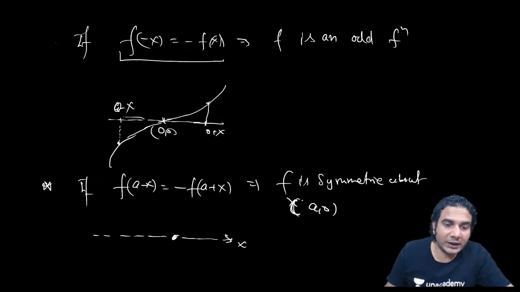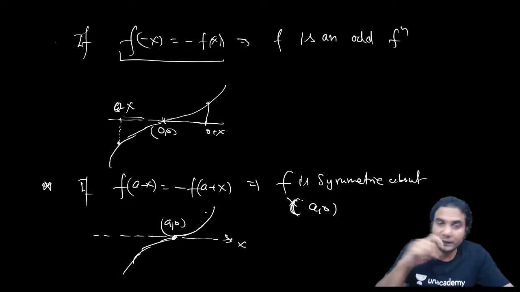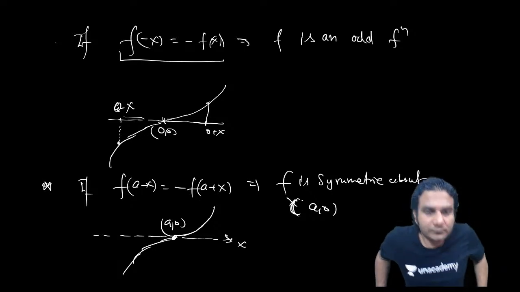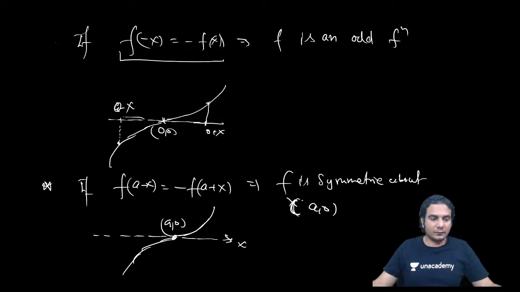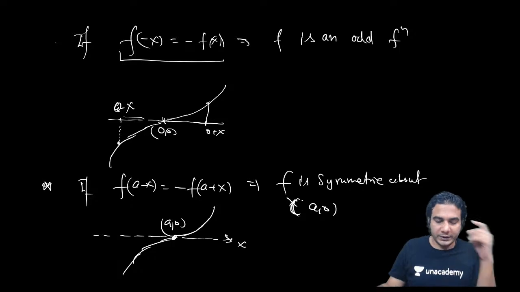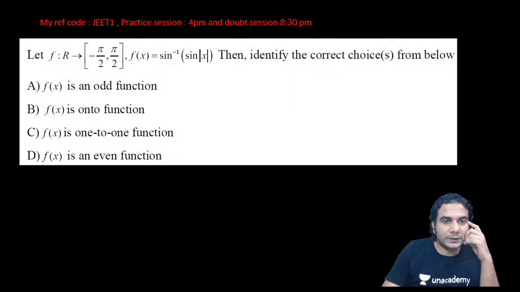We can further generalize it. We can take any point, okay? So I'll do that later through some questions. So this point is now (a, 0). So the odd function is a special case of this, all right? I hope you understood the symmetry. Now let's begin the session.